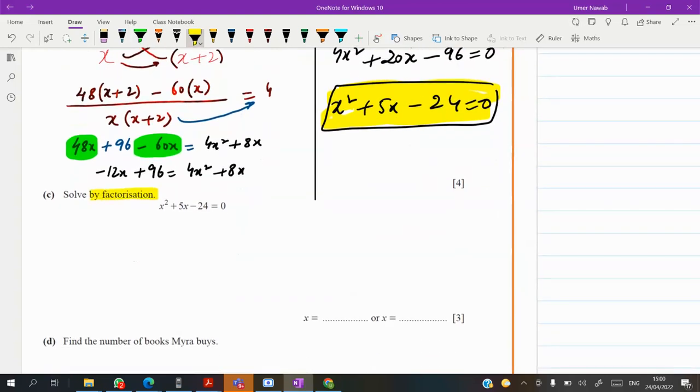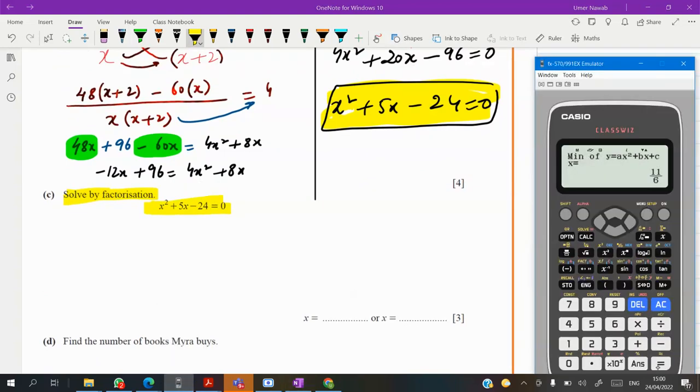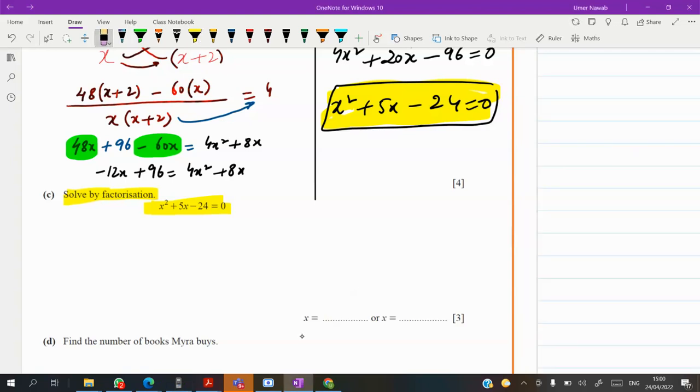Now solve by factorization. So you see that factorization means we need to use the calculator. Coefficient of x squared is 1, then 5, then negative 24. The calculator gives us 3 as the first answer, and the second one is minus 8. But as I said, to get these 3 marks, you need to show some working. Convert your solutions into the factor form. So x minus 3 and x plus 8, changing their signs.